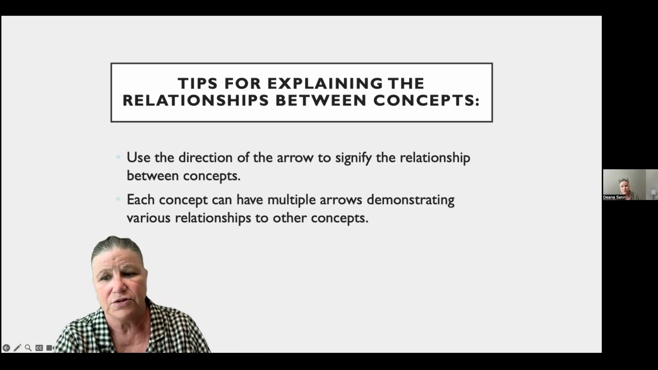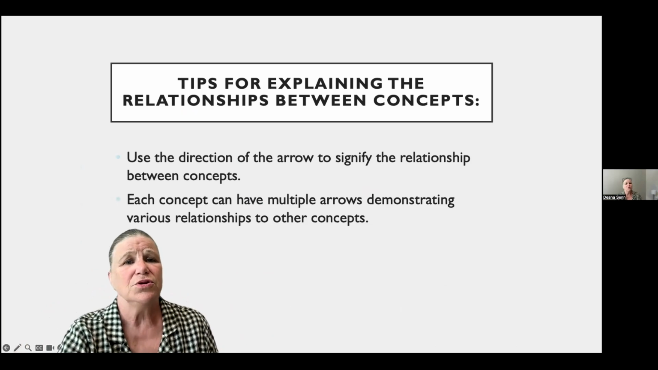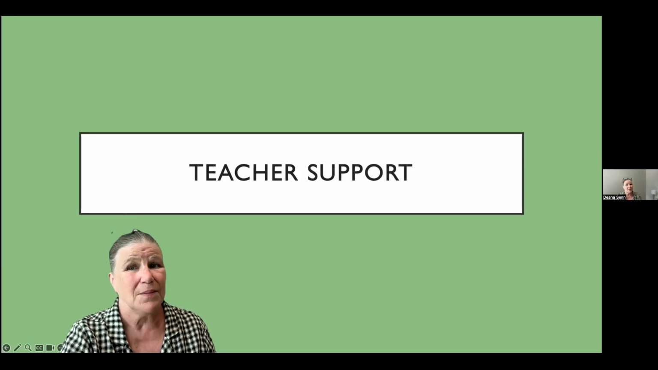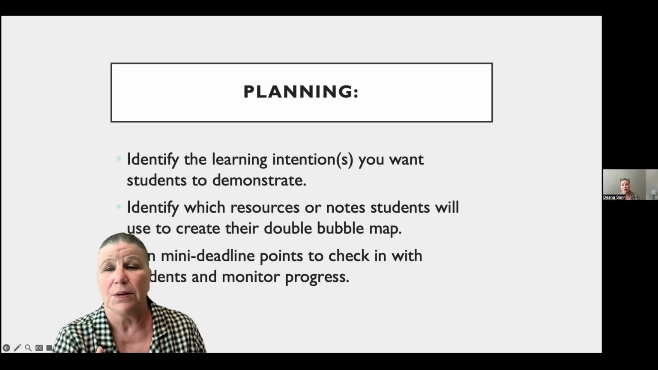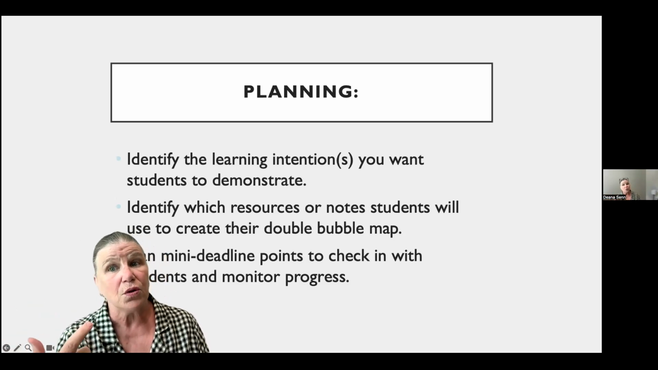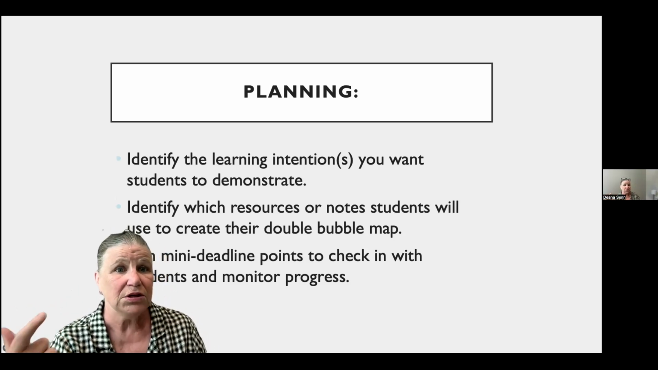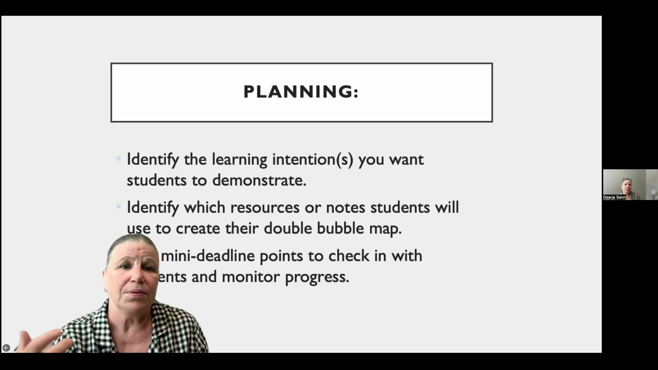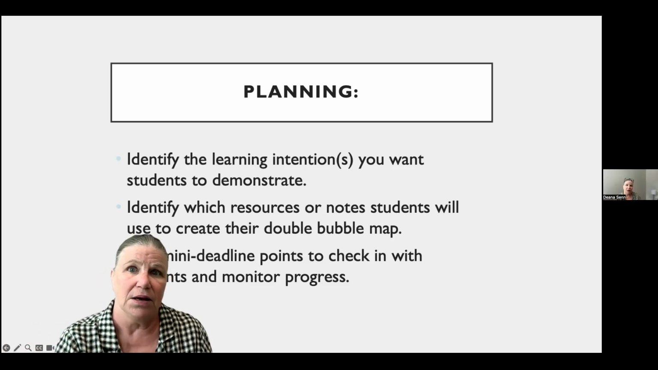If we give them these tips, it goes a long way towards students being able to attack a double bubble map by themselves. In order to do that, let's think about the fact that planning for yourself is pretty minimal, right? You need to identify the learning intentions, identify the resources or notes that students will need to use, and you want to plan some mini deadlines so you're checking in on students.